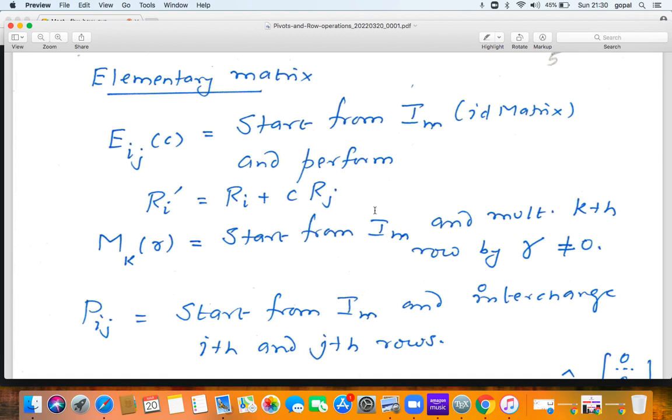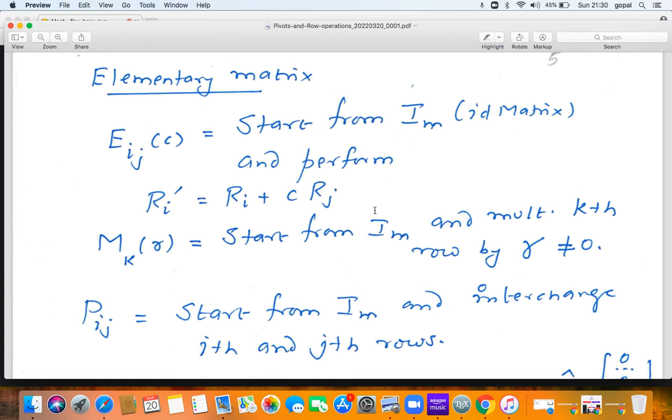Now you start with the identity matrix of size m cross m and perform the operation Ri' = Ri + c Rj, that is, adding to the ith row c times the jth row. Here I and j should be different, j not equal to i. I did not write it in the slide, so please make a note of this. You perform the same row operation on the identity matrix of size m cross m, and you get a new matrix. Let us call it E_ij(c).